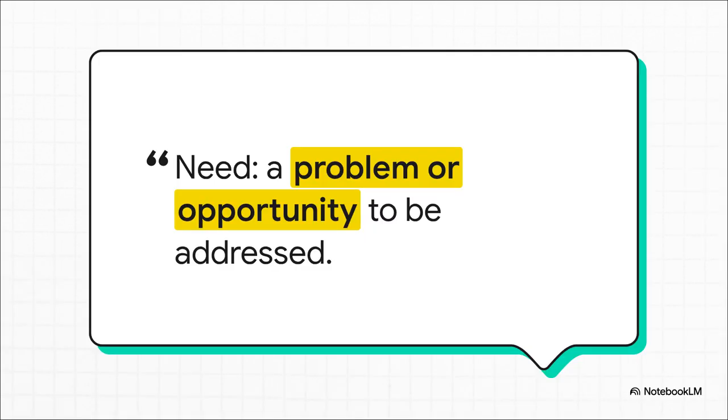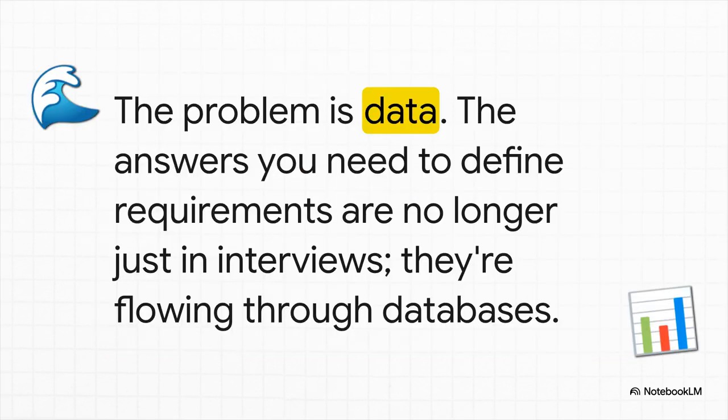decisions. You know, everything we do as BAs really starts right here, with this one simple idea from the Babbitt Guide, the need. We're always trying to solve a problem or chase an opportunity. But today, that comes with a pretty big twist. And that twist? The problem is the data itself. The answers you're looking for, the ones that help you define requirements, understand stakeholders, or assess value, they aren't just in meetings anymore. They're literally flowing through the company's databases. And to get to them, you can't just ask people questions. You have to ask the data directly.